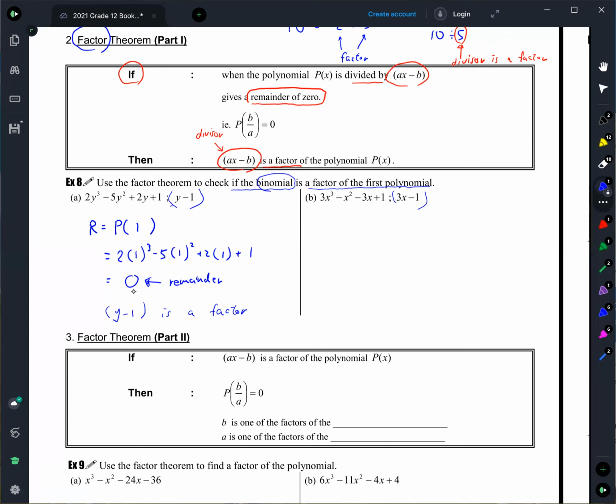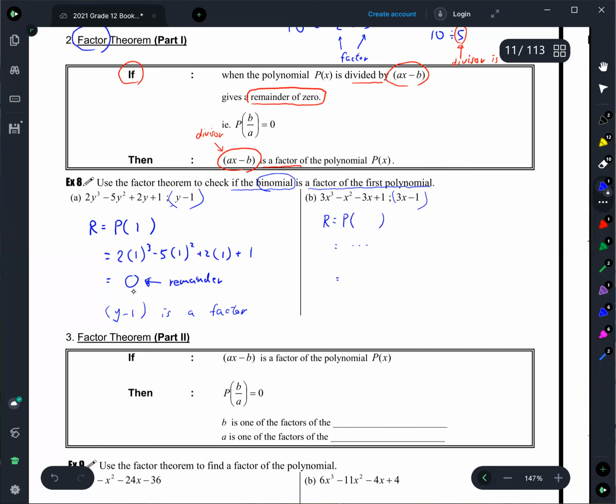Okay, same thing. I'm going to do this one. Okay, I'll let you do that, and then you can tell me about 3x minus 1. Okay, so once you've found the remainder, please raise your hand.